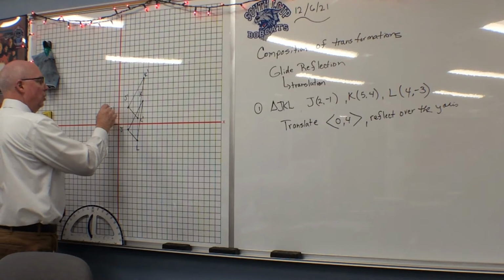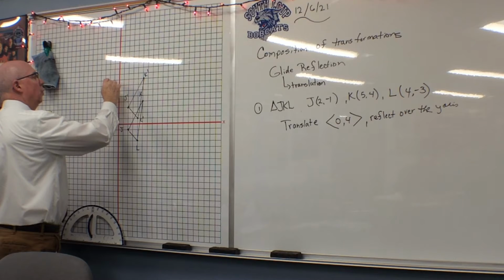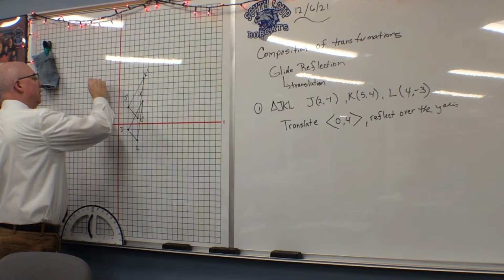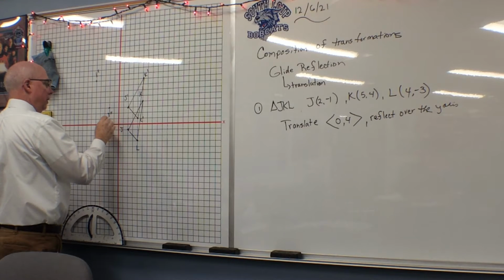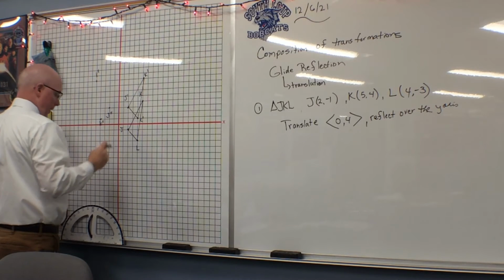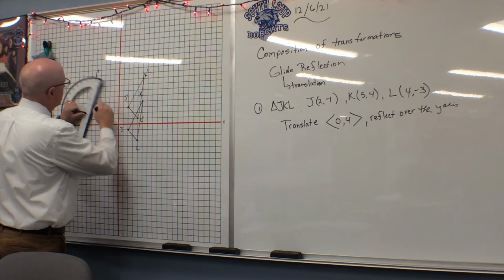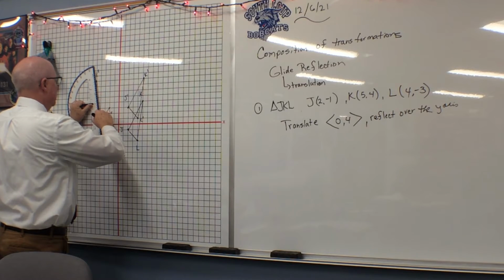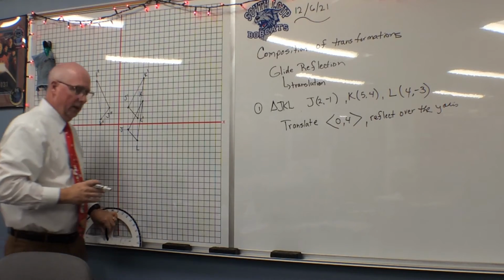So J is 1, 2, 1, 2. This is J double prime now. K is 1, 2, 3, 4, 5. 1, 2, 3, 4, 5. This is K double prime. And then L is 1, 2, 3, 4. 1, 2, 3, 4. L double prime. And so now I have a new triangle in this quadrant. And this is my answer. This is my final answer. But we need to see both of them in your picture.